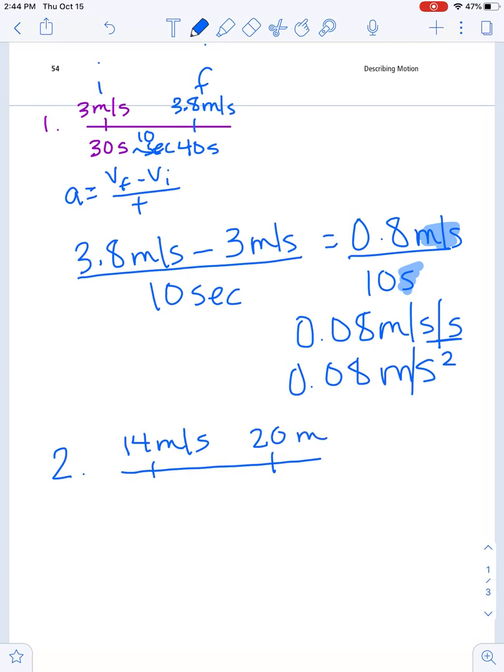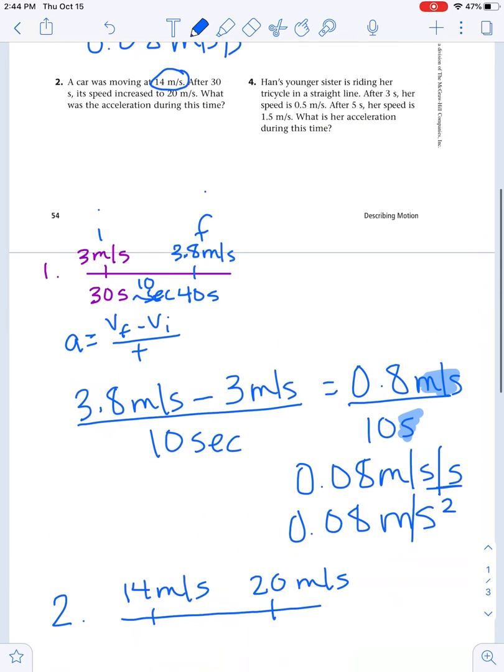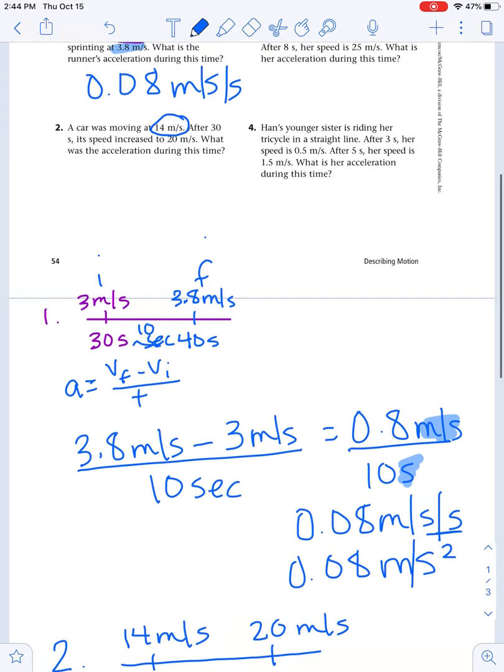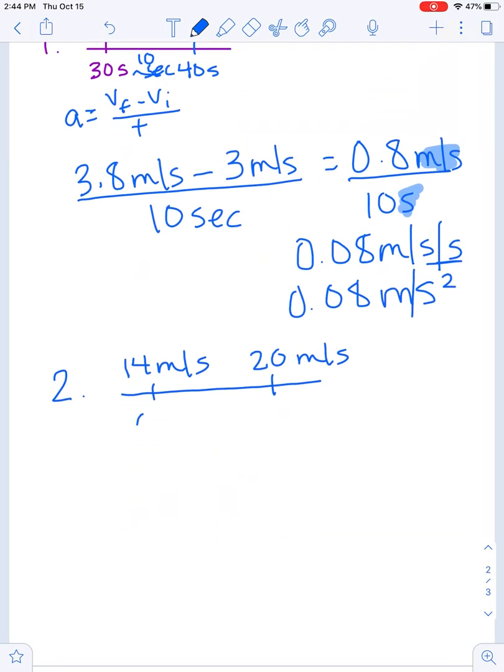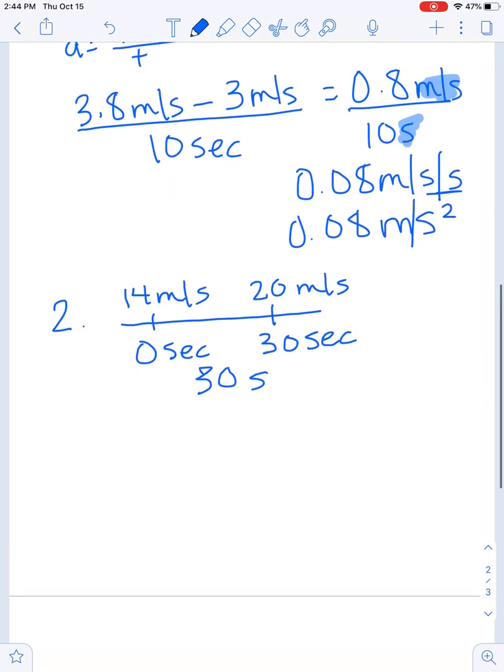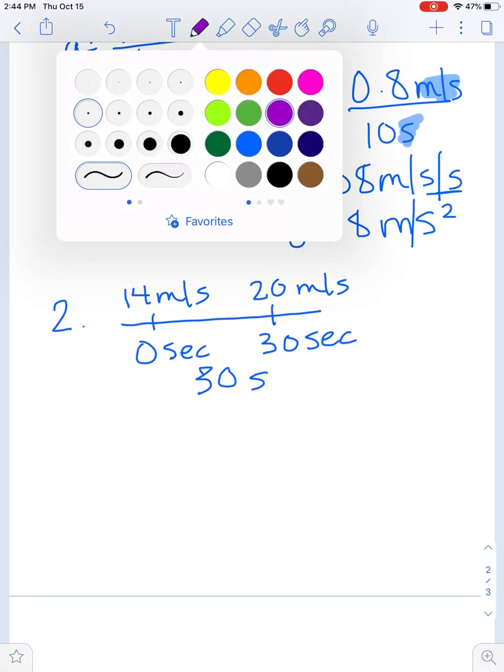So the time frame that is told to us here is that it is going to increase in 30 seconds. So we could say that this was 0 seconds, and this increased then to 30 seconds. Or we could say that this entire thing was just 30 seconds, okay? So we are ready to put that into our equation. I'll change up my color.